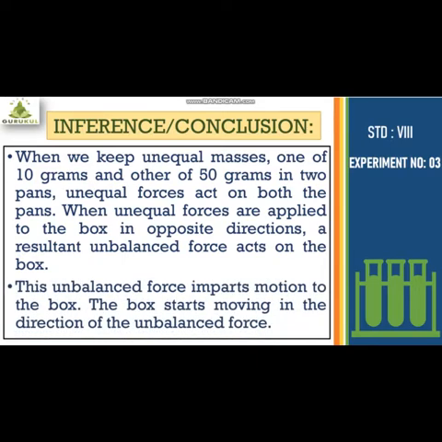This unbalanced force imparts motion to the box, and the box starts moving in the direction of the unbalanced force. Okay, so what happens? This unbalanced force makes the box start moving in the direction of the unbalanced force. So this was the explanation for inference and conclusion.